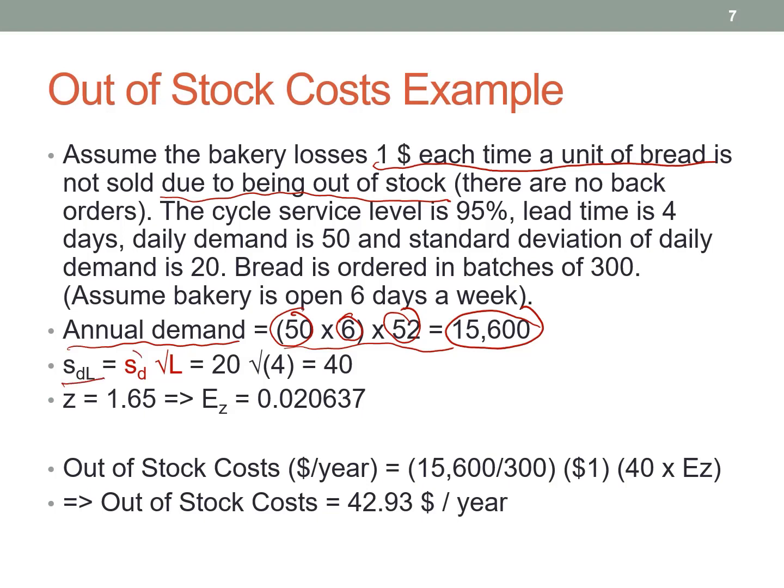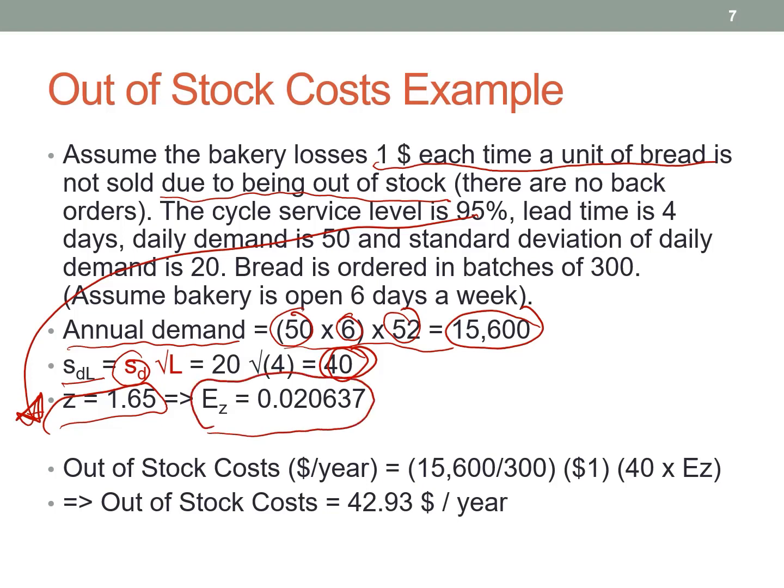SDL is going to be the standard deviation of daily demand multiplied by the square root of lead time, because this is the situation where demand is variable but lead time is not. So SDL comes out to be 40. Z is 1.65 because the cycle service level is 95%. Then we plug this into that Excel formula, and Excel tells us E(Z) has a value of 0.0206.